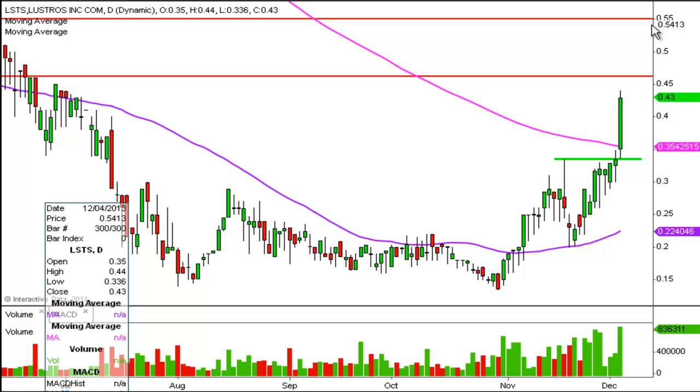So all in all, great looking chart. Hopefully it's already on your radar. If not, I'd certainly get it on your radar, and it'll be interesting to see how the rest of this week unfolds.